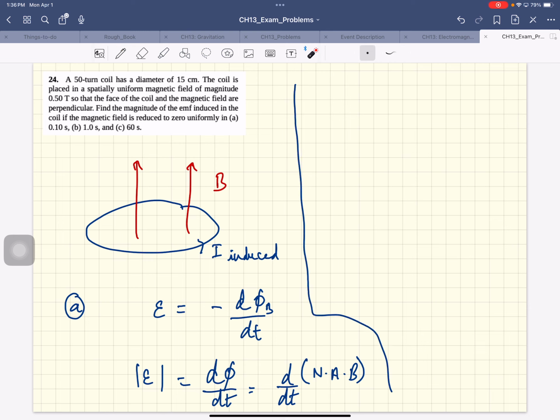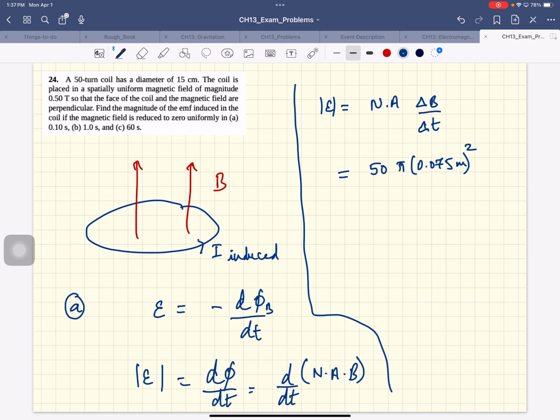In our problem, what is it that's changing of the three factors? The number, is it spinning? No. The field is changing. The field is changing, okay? So the induced EMF is N A dB/dt. You guys understand? 50 turns, area is pi r squared, radius is 0.075 meters, squared.